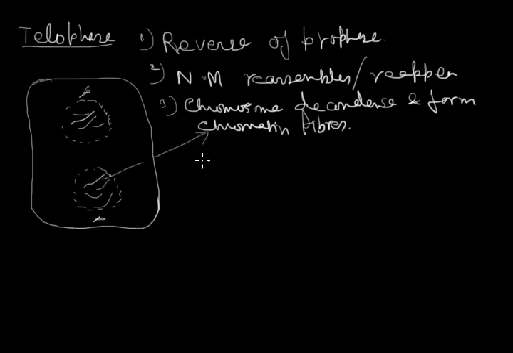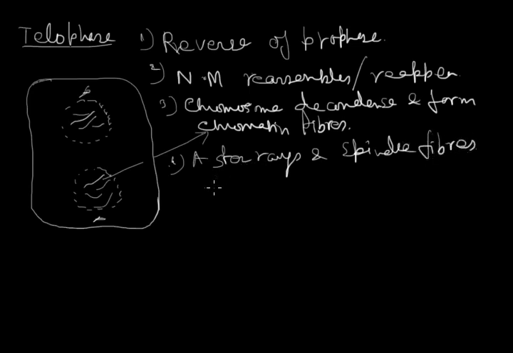Number 3, asters and spindle fibers, which are formed during the prophase stage, disappear. Asters and spindle fibers disappear.